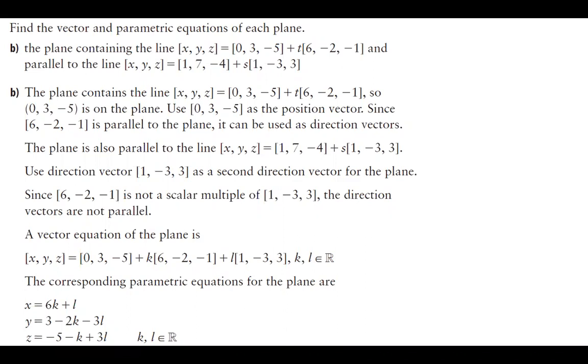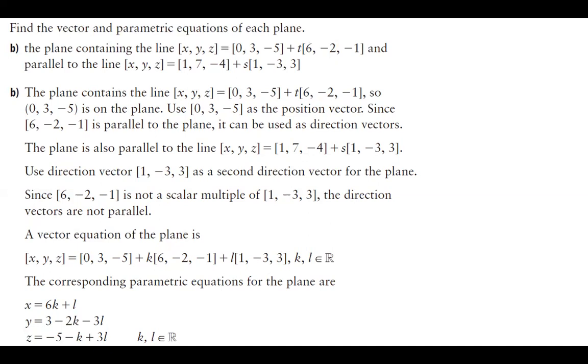The plane is also parallel to the line (x, y, z) equals (1, 7, -4) plus s times (1, -3, 3). Therefore, we can use the direction vector of this line, (1, -3, 3), as a second direction vector for the plane. Since (6, -2, -1) is not a scalar multiple of (1, -3, 3), the two direction vectors are not parallel, so we can use them to write the vector equation of that plane, right?